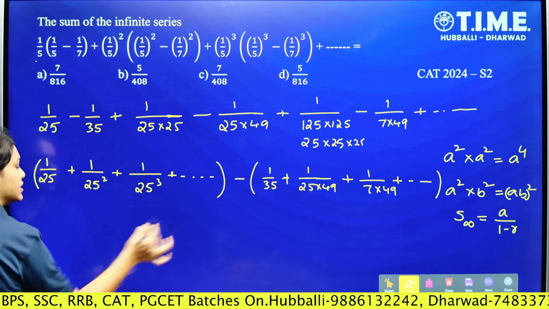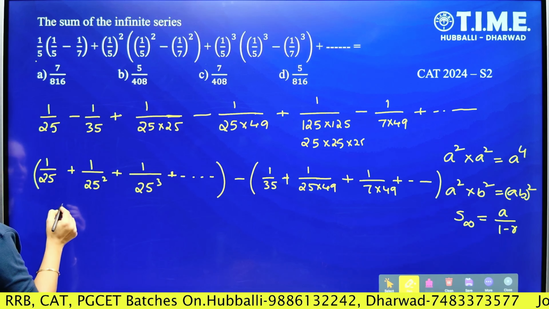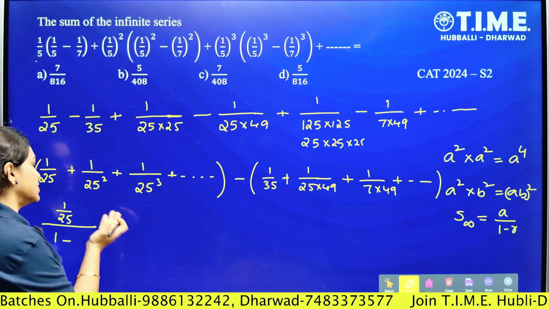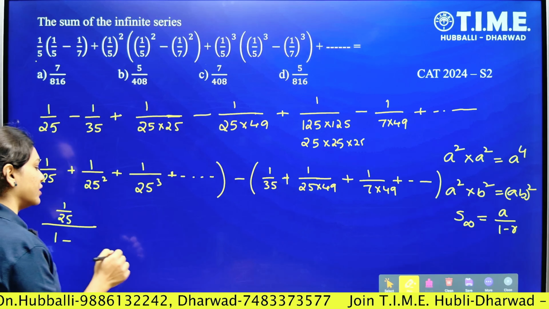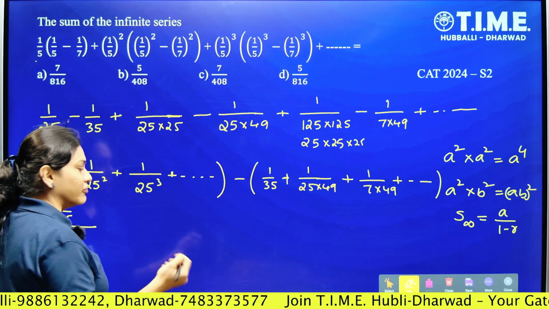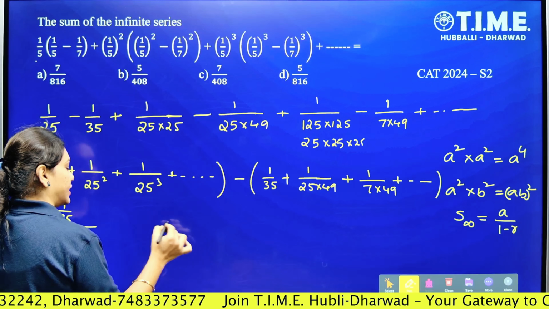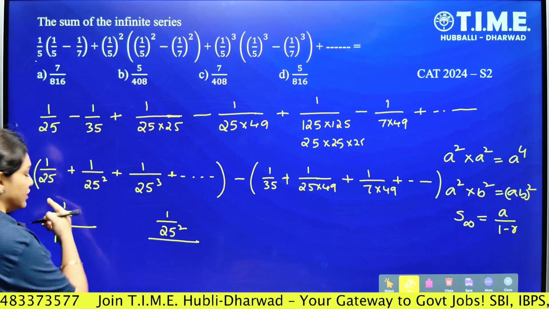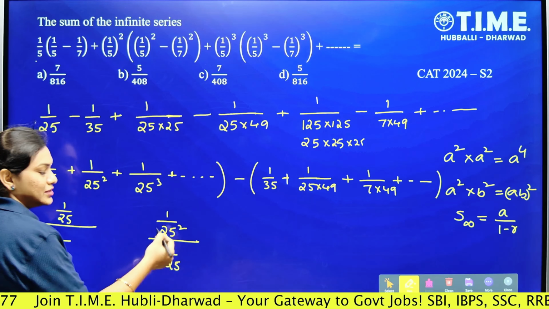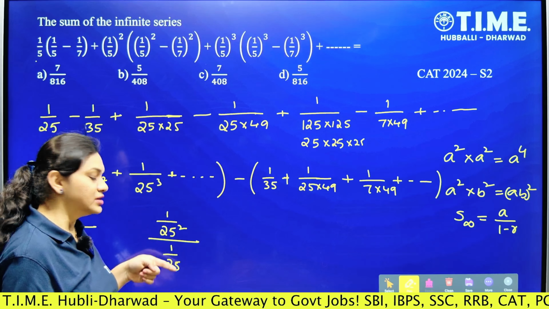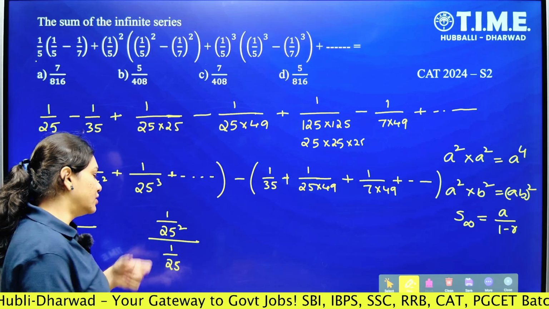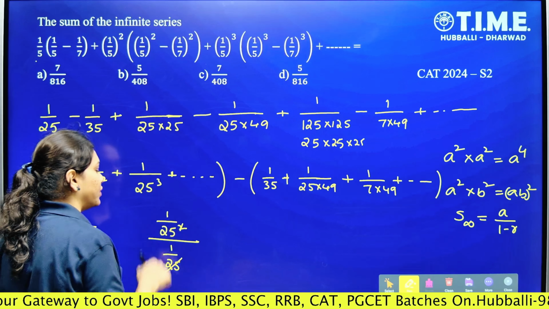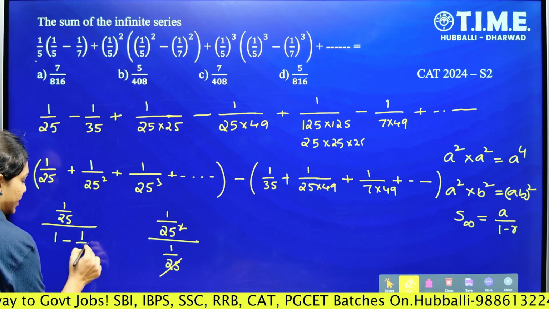So for this condition, I'll apply the a value. What is the first term we were having? 1 upon 25, upon 1 minus the common ratio. Common ratio is T2 upon T1. Once I simplify, we will do it further if required. So 1 upon 25 square is term 2, and term 1 is 1 upon 25, because this is how we find the common ratio, term 2 upon term 1. If I flip it, we will cancel out here itself. So what is left here is 1 upon 25.